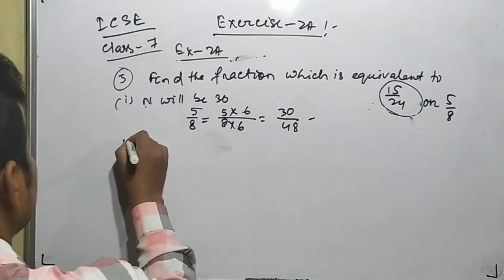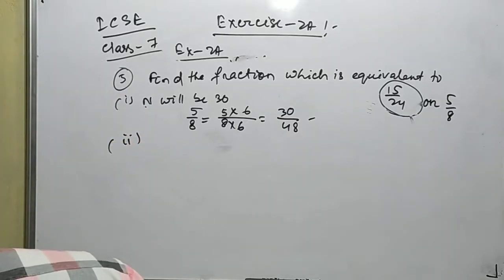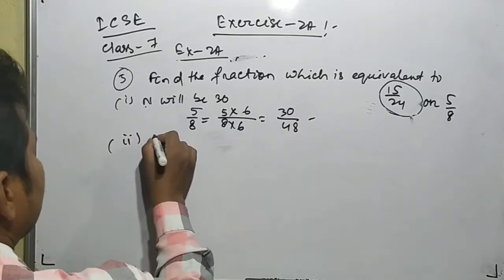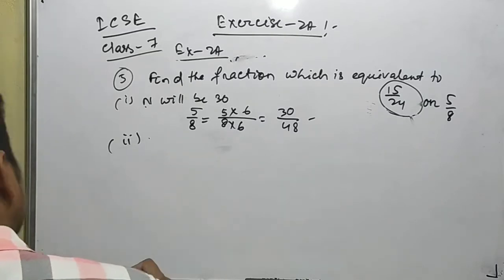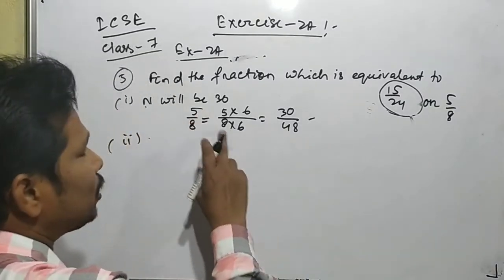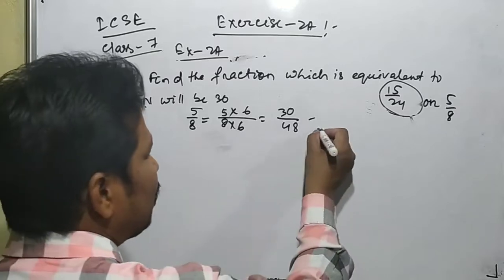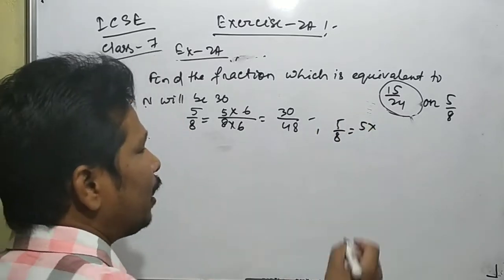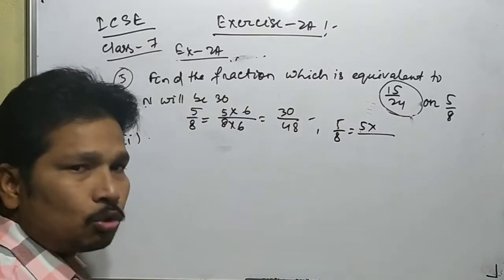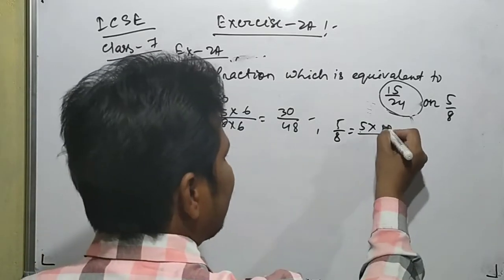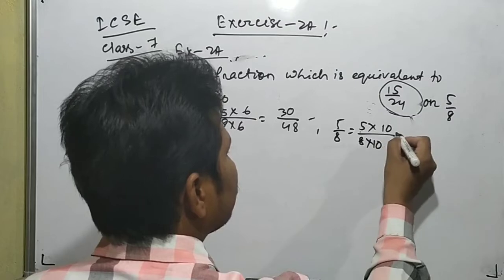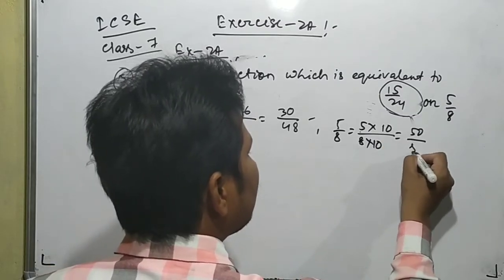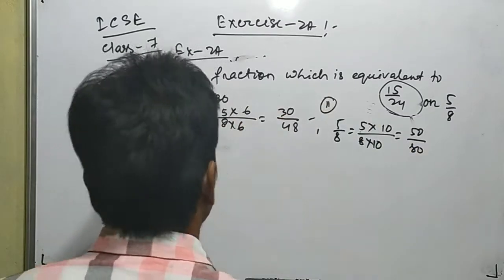Part 2: the numerator will be 50. Same type. How much will we multiply with 5 so that the result will be 50? Definitely 5 by 8 is equal to 5 into how much? With 5 so that the result will be 50, definitely 10. So 8 into 10 is 80, and the answer is 50 by 80. This is part 2.